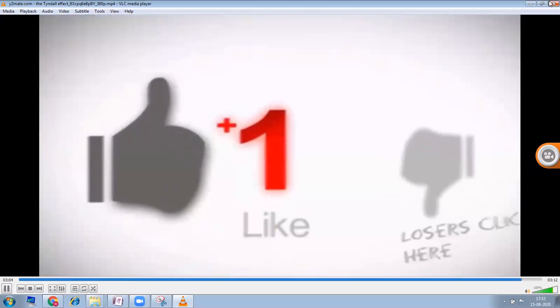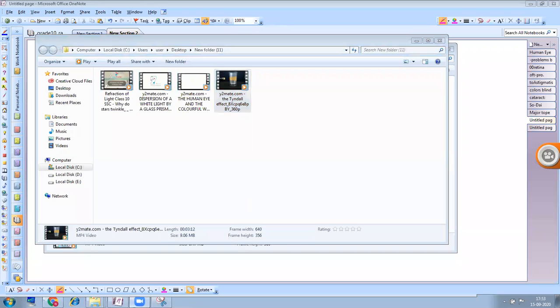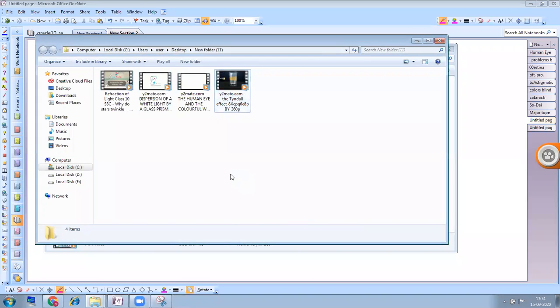Is it clear, guys? What is the Tyndall effect? I think you are able to explain it on your own. Niranjan, Sandhya, anyone having any doubts? No, sir. Yeah, it's the same as refraction of light.